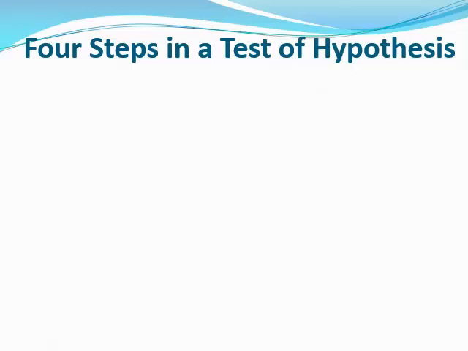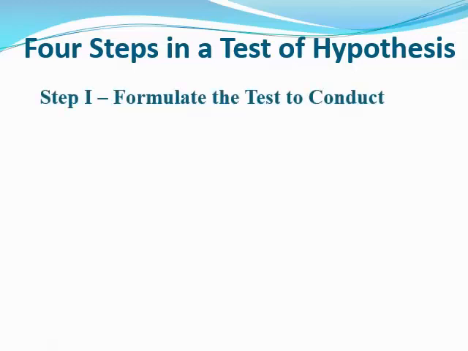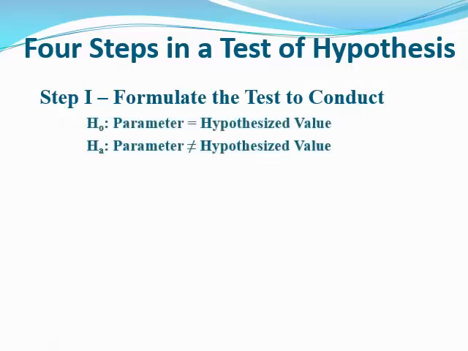So the first thing you have to be able to do in a test hypothesis is figure out what it is you want to do. You need to identify or formulate the test to conduct. And that test consists of two different hypotheses. We call them a null hypothesis and an alternative hypothesis, and we use the symbols H0 and HA, or H naught, as the null hypothesis is sometimes referred to.